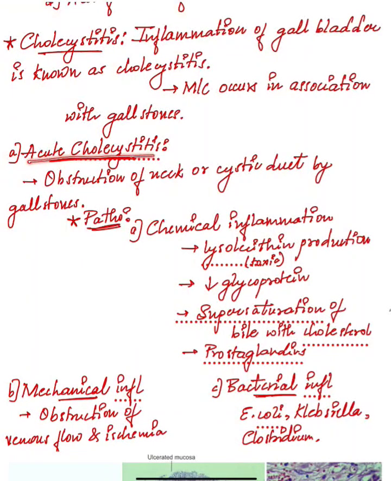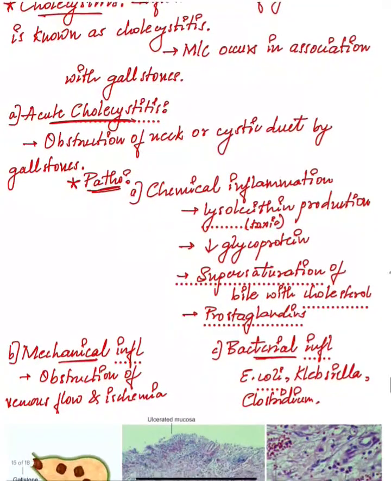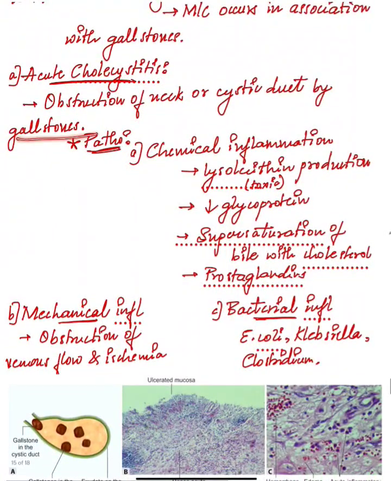Now coming to acute cholecystitis, it is obstruction of the neck or the cystic duct by gallstones. The gallstones cause the obstruction in the cystic duct. It causes acute cholecystitis. What is the pathogenesis?